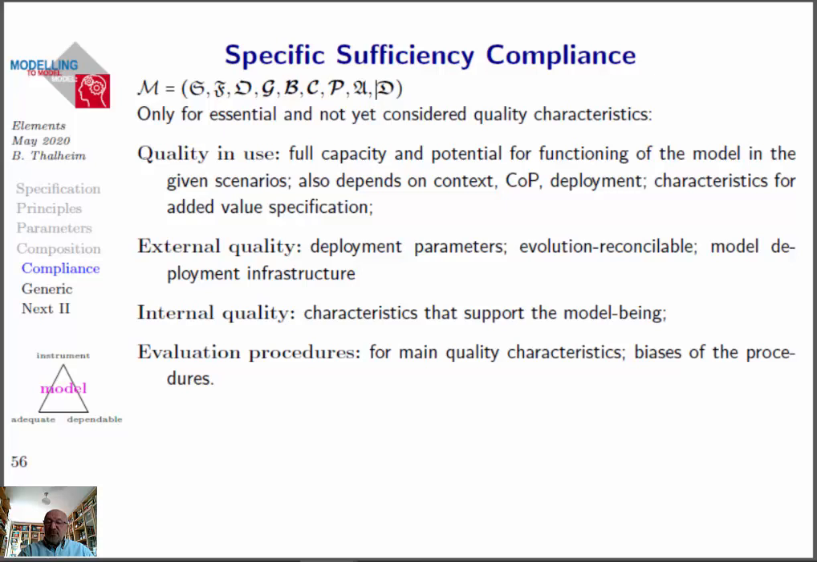Maybe it should be at least evolution reconcilable. And we must have some kind of maybe model deployment infrastructure. And then we can directly derive which of the internal and external quality characteristics can be used. And then we can also say, okay, fine, for internal quality, we use the characteristics that support that this model is really a model. That means it supports the model being.